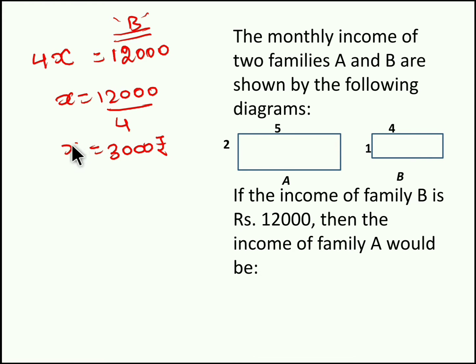3,000 rupees. So 1 part is 3,000 rupees. So A is 5 into 2, 10 parts. So 10 parts will be 30,000 rupees. So 30,000 rupees is the total income of family A. Hope you understood the concept, right?